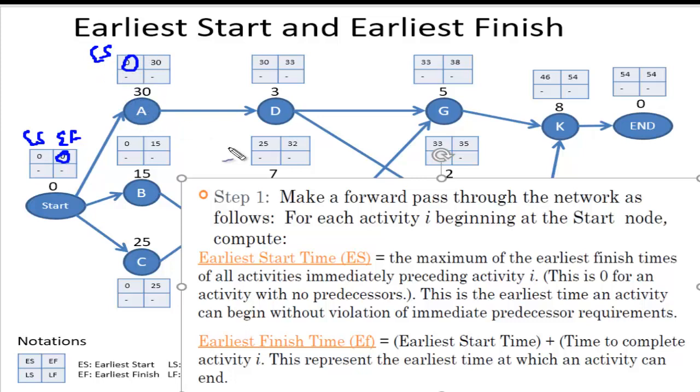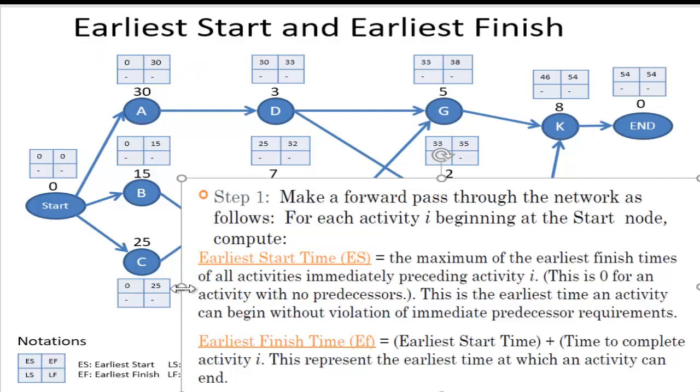So what will be the earliest finish time of activity A? That will be the earliest start time plus whatever the time requirement, the completion time of this activity is, that is 30. For A it is 30. So I have to do earliest start time, that is 0, plus whatever the time is, 30, that is 30 plus 0 is 30. So I got 30 as the earliest finish time of this activity, right?